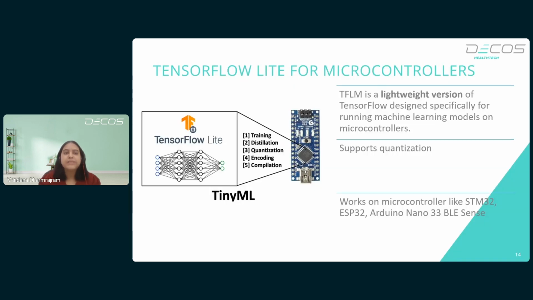So the first framework is TensorFlow Lite for Microcontrollers. TFLM is a lightweight version of TensorFlow designed specifically for running machine learning models on microcontrollers. It supports low power devices with only kilobytes of RAM and provides efficient inference capabilities. Now, why use TFLM? Because it supports quantization, making models smaller and faster. It works on microcontrollers like STM32, ESP32, Arduino Nano 33 BLE Sense. It is optimized for ARM Cortex-M CPUs, RISC-V, and DSPs.